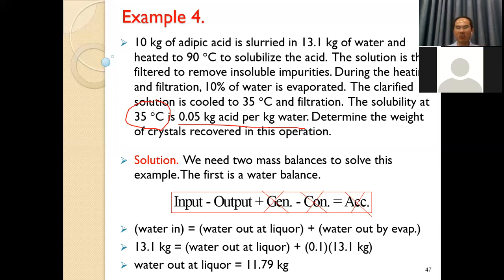If we balance on water, water in equals water out, but water leaves by two streams: water in the liquor and water out by evaporation, because 10% of water evaporates. We know the water in is 13.1 kilograms. We know 10% of water evaporates, so 0.1 multiplied by the feed of 13.1, and then you can solve for water out. Water out is 11.79 kilograms.